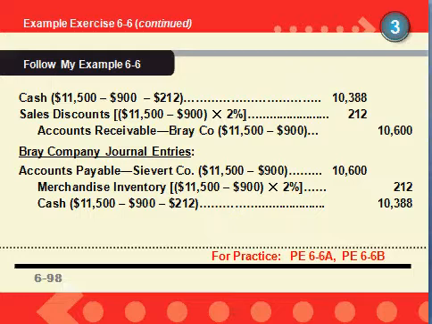We're going to debit our cash $10,388 and credit the sales discounts $212 and credit the accounts receivable $10,600 from Bray Company. And then Bray Company would debit their accounts payable $10,600, credit their merchandise inventory for the discount they took $212, and credit their cash for $10,388.